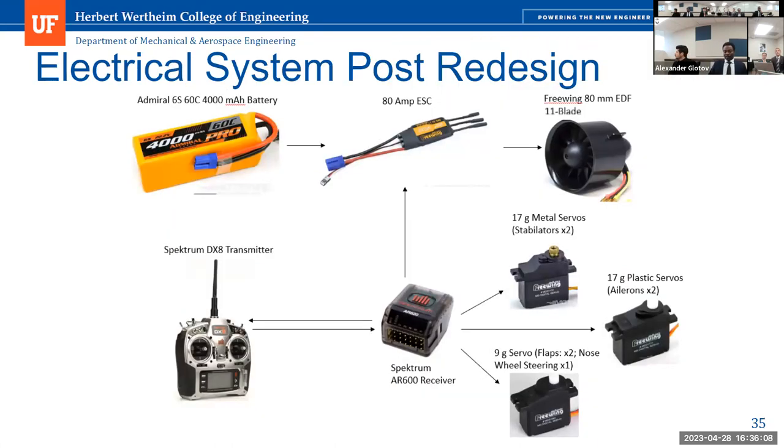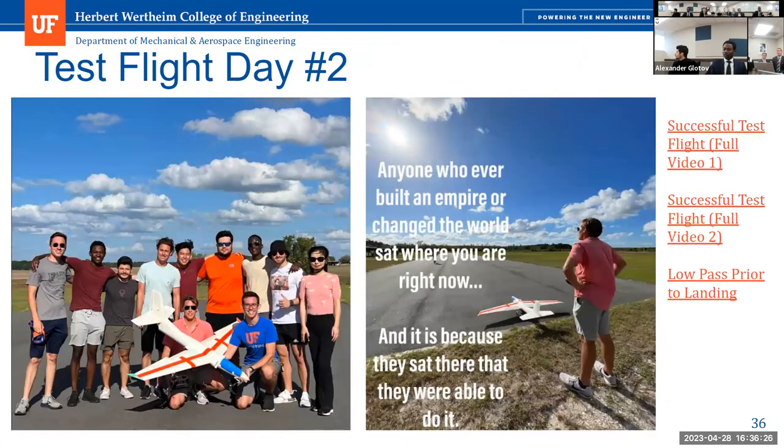All right, so here you can see the electrical system post-redesign. The only things that are changed are the power system. So we now have a Freewing 80 millimeter EDF motor that's powered by a 6-cell, 4,000 milliamp hour battery, and it is supported by an 80 amp ESC. Which brings us to our second test flight day. Luckily, a successful test flight day. We can play video number two.